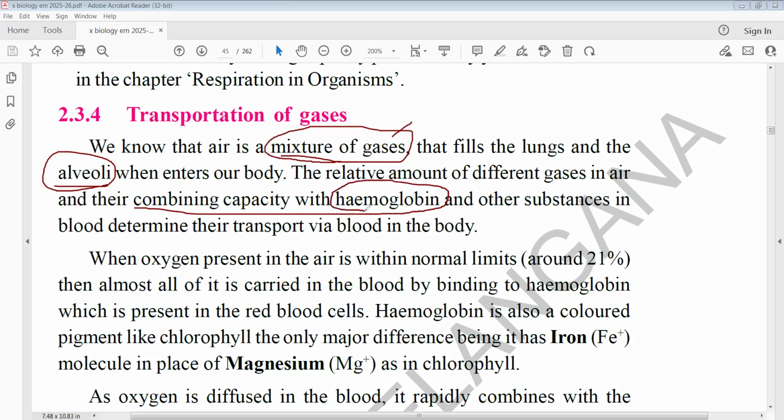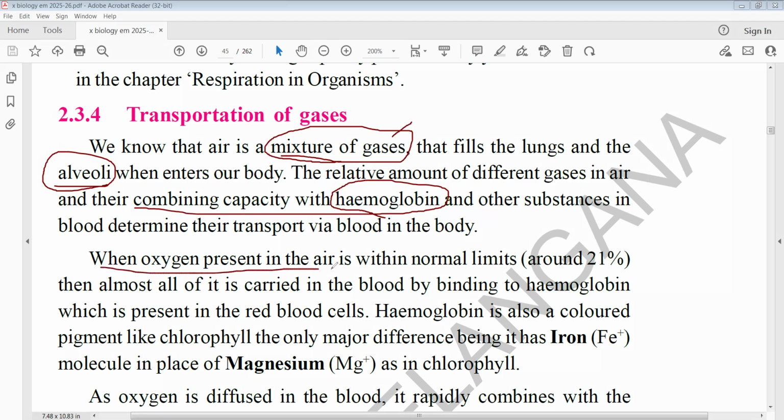Hemoglobin is a pigment which carries the oxygen molecule towards the cell and combines with oxygen. Then it carries the carbon dioxide, so it combines with both oxygen and carbon dioxide. If it is bound with oxygen, that is oxyhemoglobin. If it is bound with carbon dioxide, carboxyhemoglobin. So the deoxygenated blood contains carbon dioxide, and oxygenated blood contains oxygen.